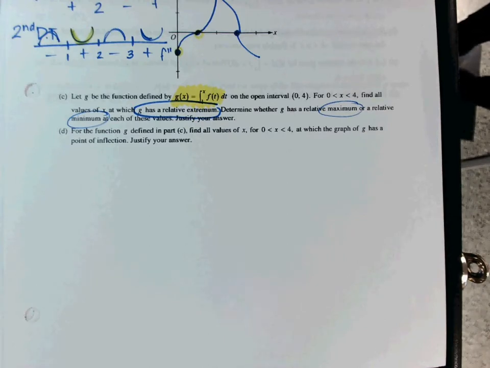Okay, so if you want G to have a max or min, that's G prime, which is what? G is the integral of f. So G prime equals. And now I need to take the derivative of this. So what do you do when you take the derivative of the integral? Yep. And then you'd be looking at the f of x row in the chart. And you want it to change sign.